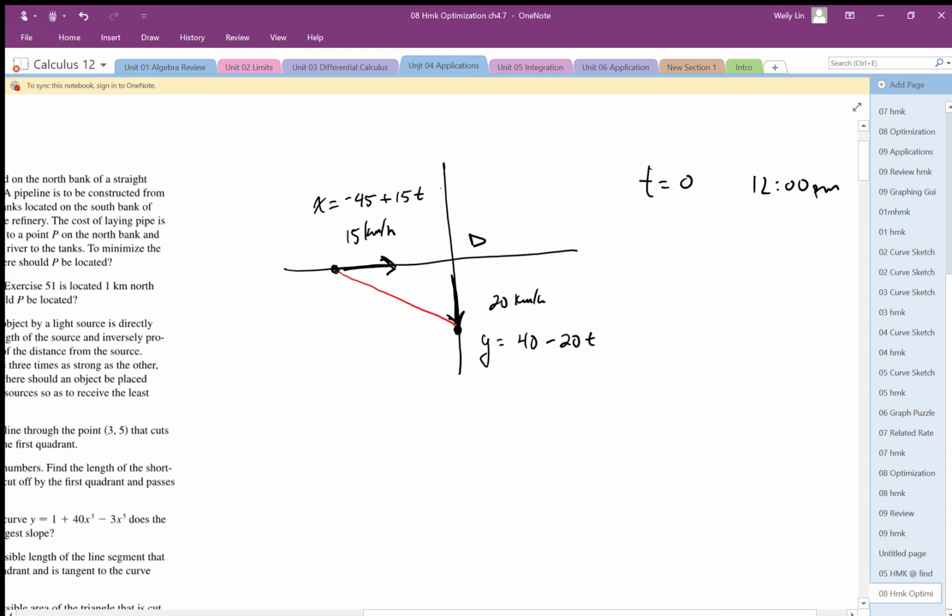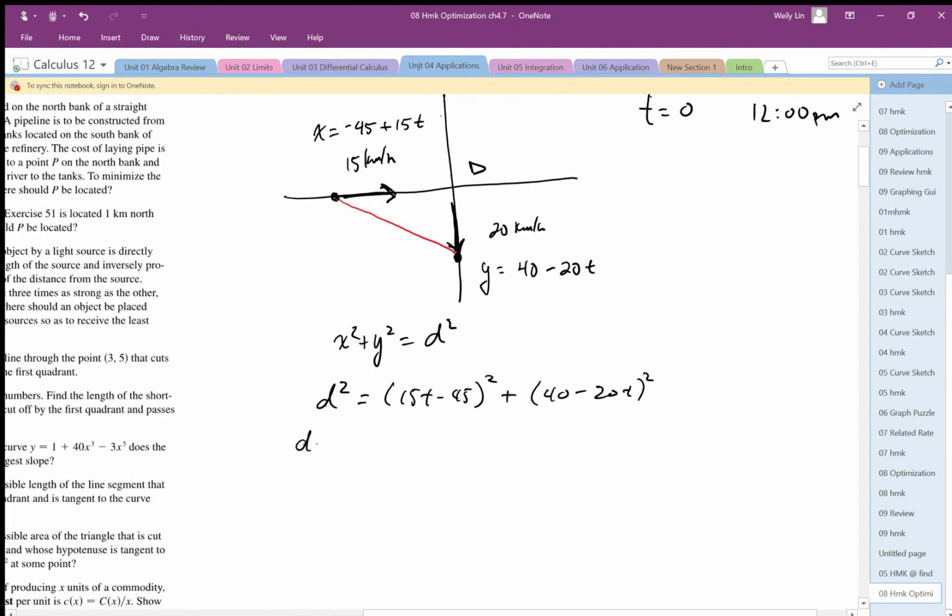So to come up with an equation for distance, we're just going to say that it's going to be x squared plus y squared equals d squared. And I'm not going to bother square rooting it because if I minimize d squared, I minimize the distance. So then I need to do this in terms of time. So d squared is going to be (15t minus 45) squared plus (40 minus 20t) squared. Okay, there's my d squared.